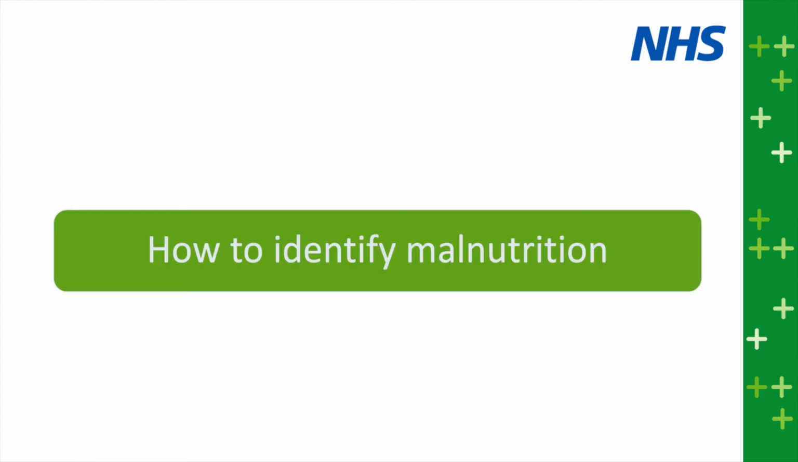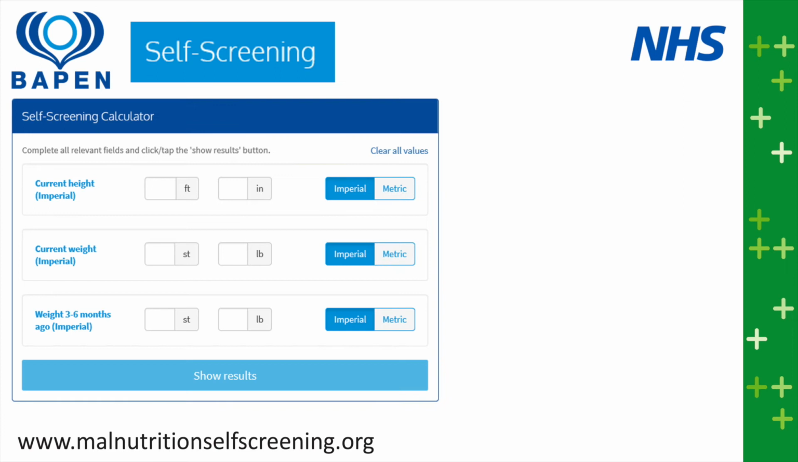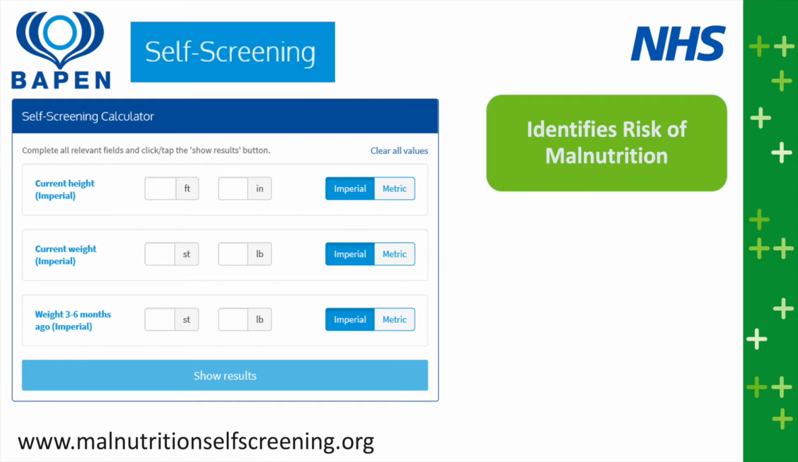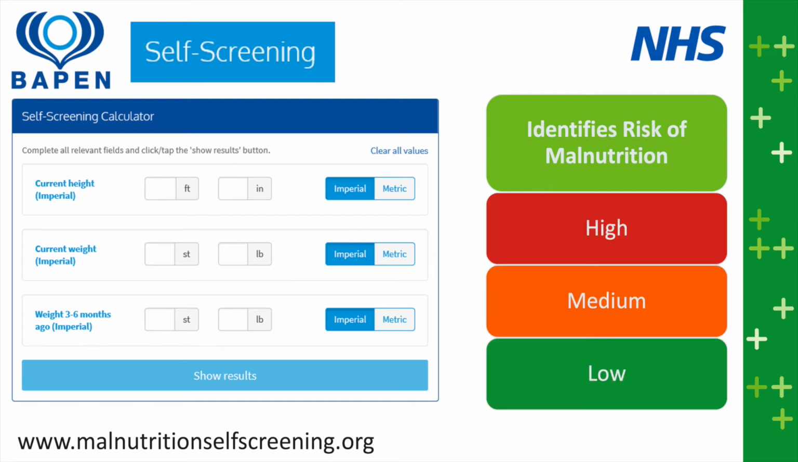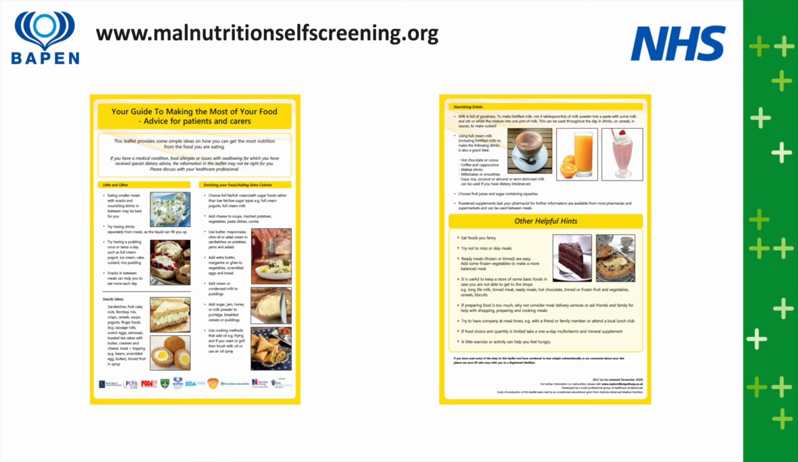So how do we identify malnutrition? Well, there is a tool that has been developed by BAPEN, which is available on their website, malnutritionselfscreening.org, where you can identify your risk of malnutrition by entering your current height in either metric or imperial and your current weight, and then your weight 3 to 6 months ago. And this will then calculate your risk of malnutrition and will identify you as either high risk, medium risk, or low risk. And this resource is also available on the website, which gives you useful hints and tips to help you reduce your risk of malnutrition.